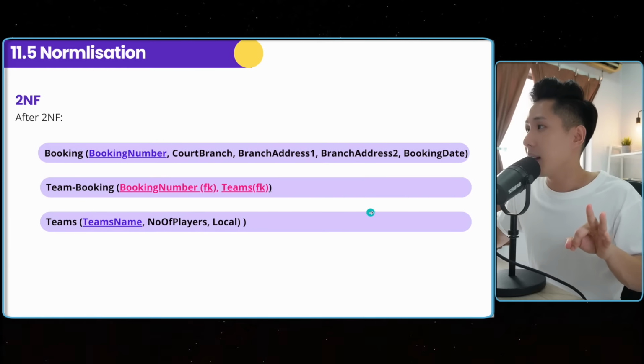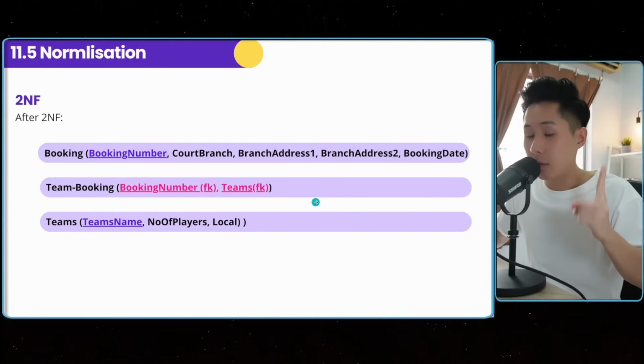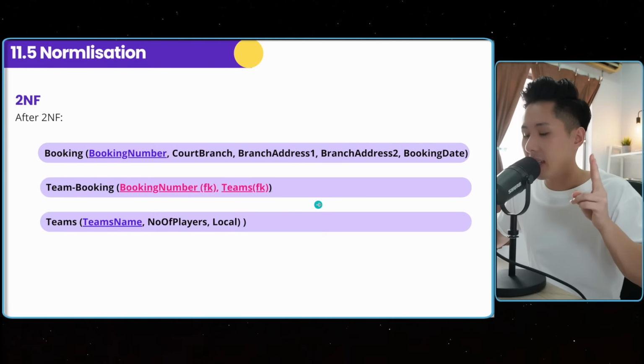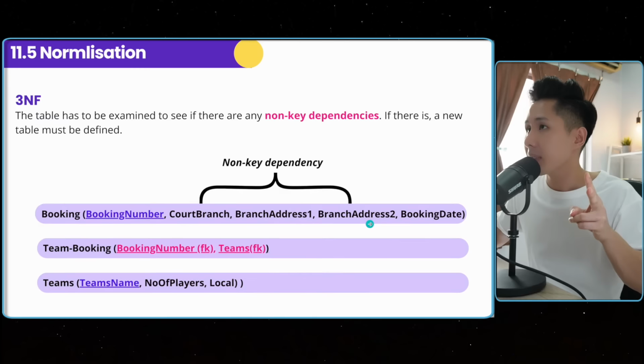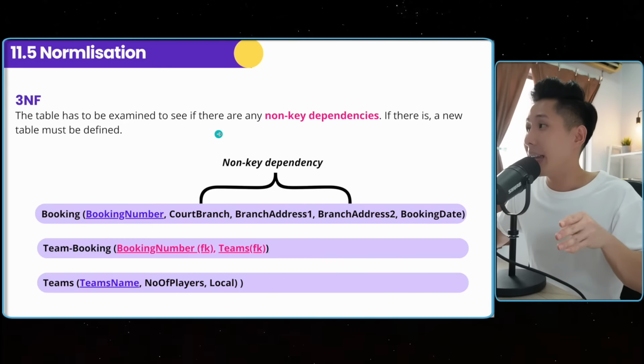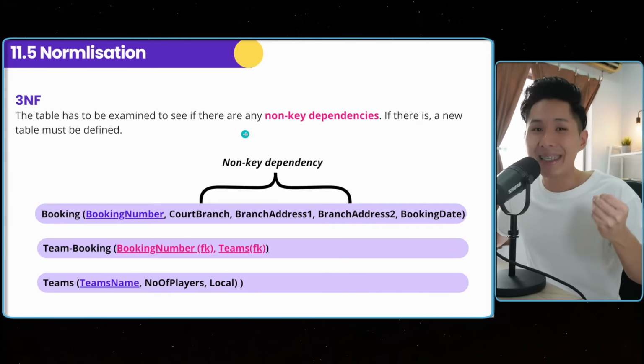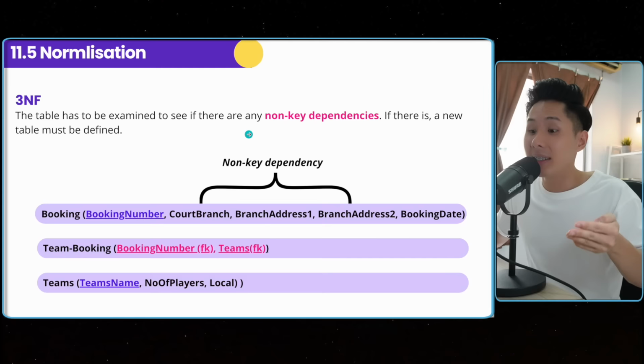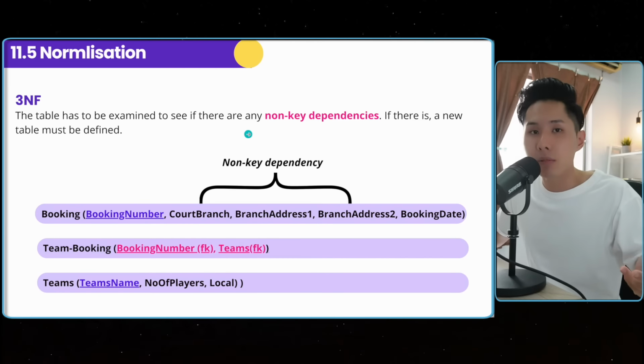I split it. The first step, separating the repeating group. The second step, reducing the non-key attribute dependency. So the last step is to do 3NF. Identify if there's any non-key dependency, meaning attributes that depend on each other, yet they are not the primary key.